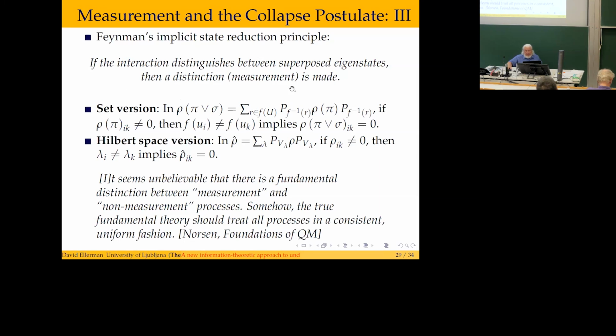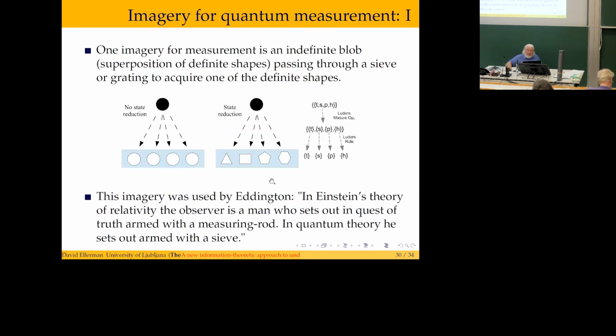So here I give Shannon's implicit principle. Here I give a statement from the philosophers: it seems unbelievable that there is a fundamental distinction between measurement and non-measurement, that somehow the fundamental theory should treat all processes the same way. Well, Feynman gave the distinction back in 1951 at that Berkeley symposium on quantum probability.